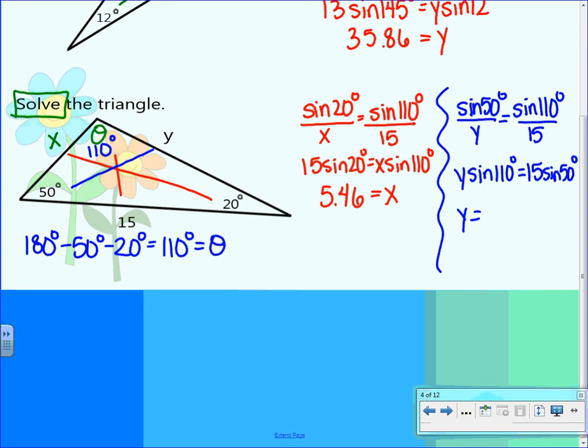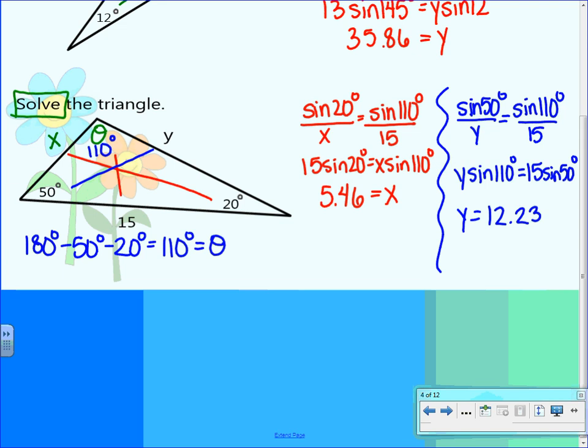So 15 sine 50 divided by sine 110, and I'm going to get 12.23.